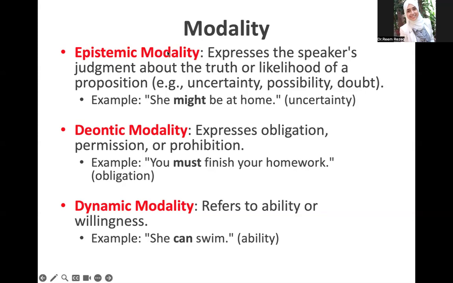So here, epistemic expresses uncertainty, something that we are not sure about. So here doubt, هناك شك, she might be at home. So uncertainty, possibility, doubt. Deontic here means you must finish your homework. It should be obligation, amr. And dynamic here means ability or willingness. For example, she can swim. So there is قدرة, meaning ability, إنها تستطيع. So here, different kinds of modality. You have to consider them when we talk about modality.